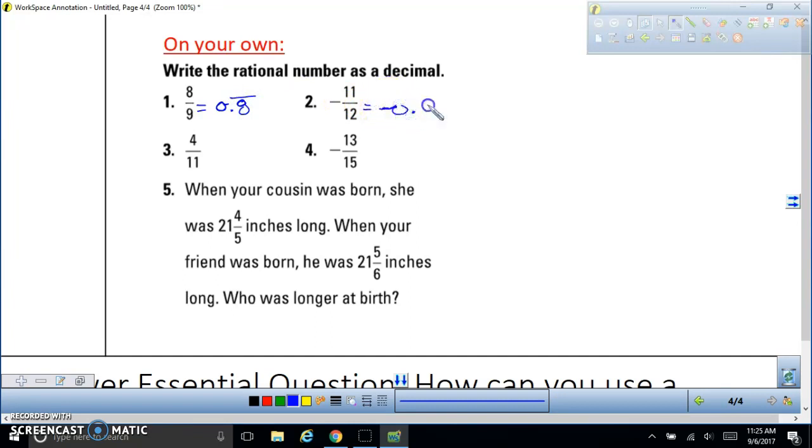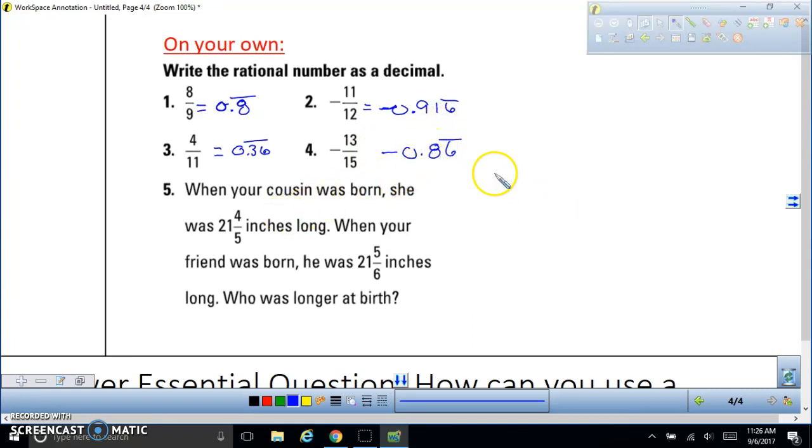Negative 0.916, and the 6 is the only thing repeating, so only put that bar over that 6. 3, 0.36. The 3 and the 6 are repeating, so put that bar over both of them. 4, negative 0.86, and 6 is the only thing repeating, so put that over that.